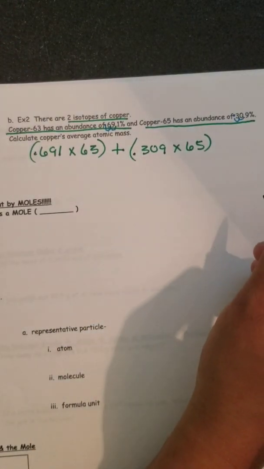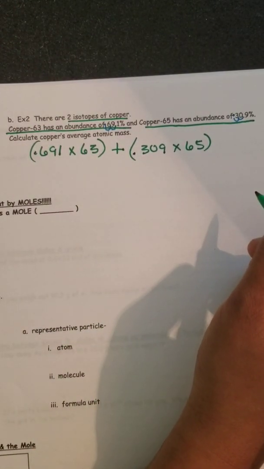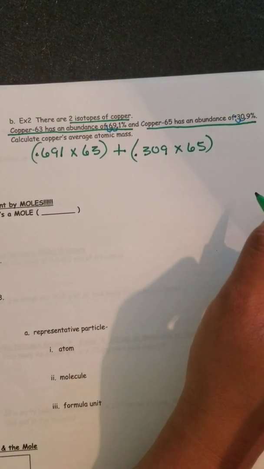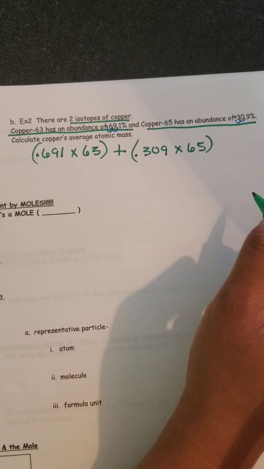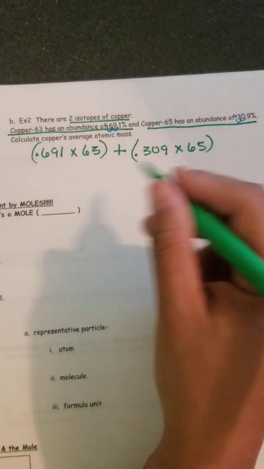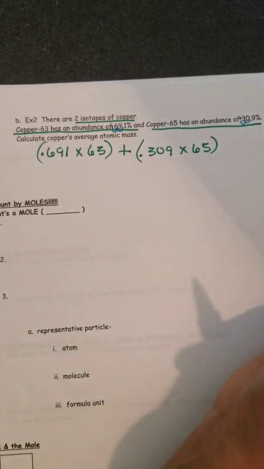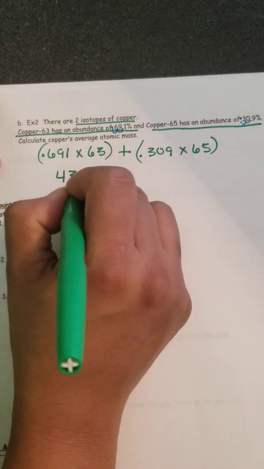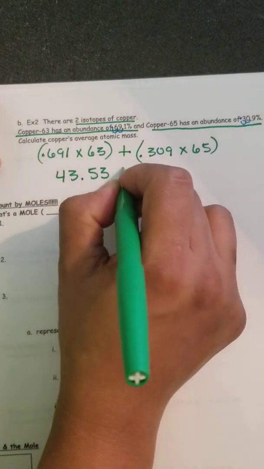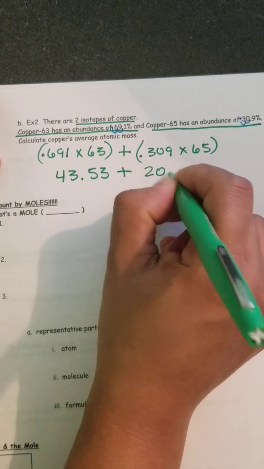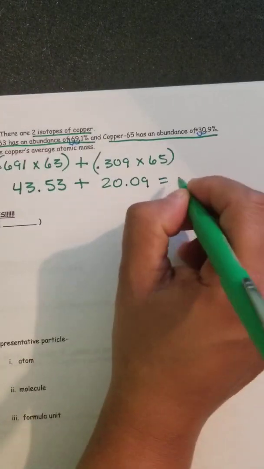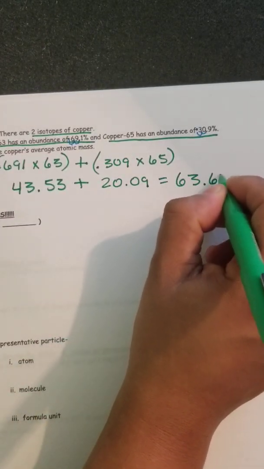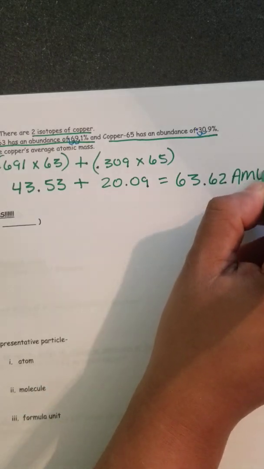If you're going to plug it into the calculator in one shot because you feel like it's faster that way, which I understand, please make sure that you put parentheses around it, because you need to follow PEMDAS, please excuse my dear Aunt Sally, and the parentheses need to be done first before you add those numbers together. Okay, so this comes out to 43.53 plus 20.09 equals 63.62 AMU.